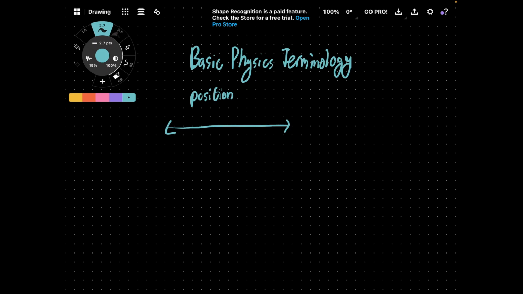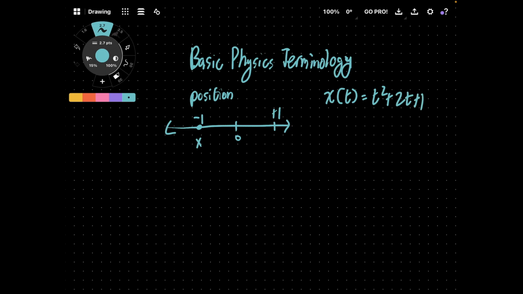Then after that, let's say we have a position. Let's say this is 0, this position is -1, and there's a +1. Basically, it's where it is with respect to a point called the origin. Sometimes we will have position functions like x of time. All functions in physics are pretty much always related to time. So x of t, let's say it's equal to t squared plus 2t plus 1.